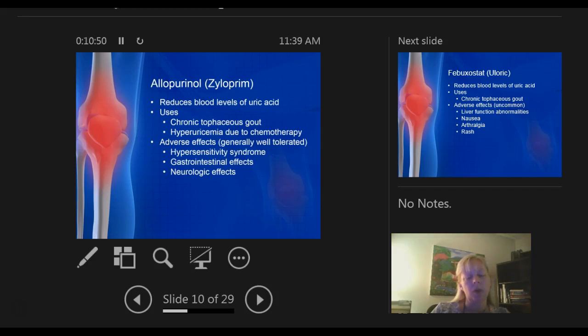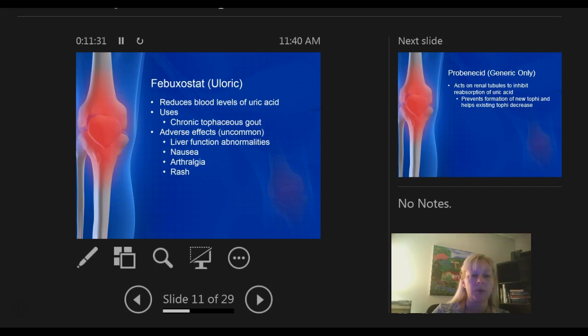So the first one, allopurinol, that's been around for as long as I can remember. Well, I'm not that old, right? But anyways, it's been around a long time. It reduces blood levels of uric acid, so it's used for chronic gout. It's used for hyperuricemia, so buildup of uric acid from chemotherapy. As we know, chemotherapy can cause multiple side effects, immune system, and many things to multiple things in your body. Some adverse effects: sometimes you get a hypersensitivity syndrome, GI effects, and neurologic effects.